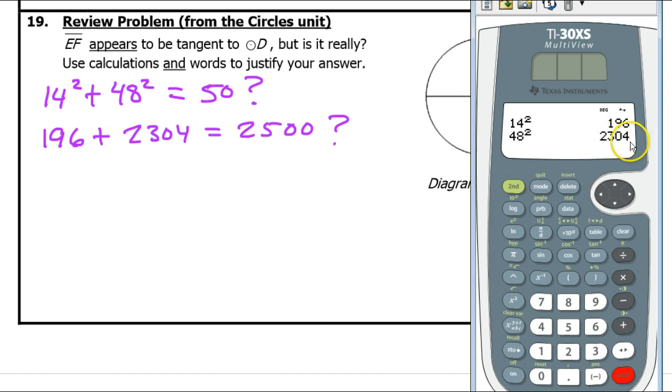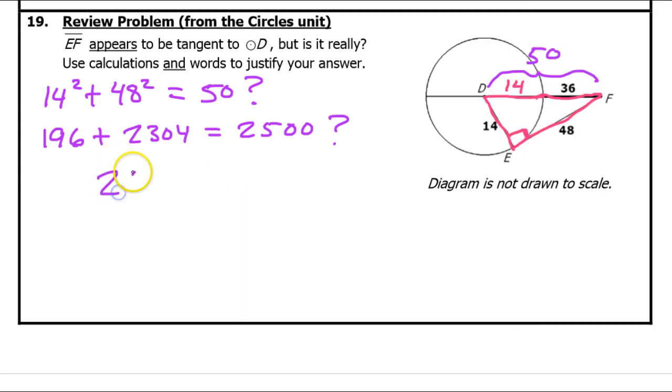Well, 2,304 plus 196 is 2,500. Look at that. So 2,500 does equal 2,500. Exclamation mark. It's very exciting. So the Pythagorean theorem is working here. So that means that this is a right triangle. This is a 90-degree angle. So that means this must be a tangent to the circle.